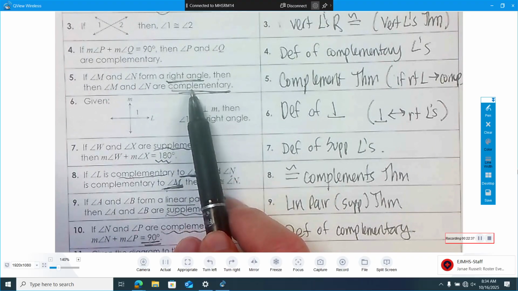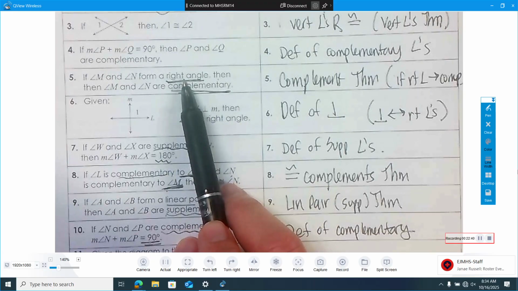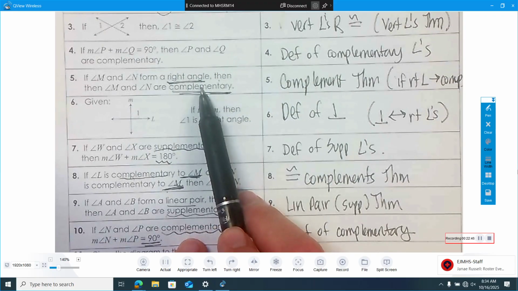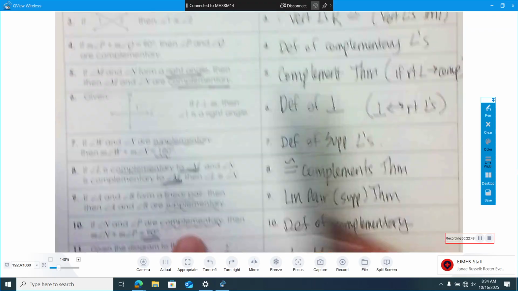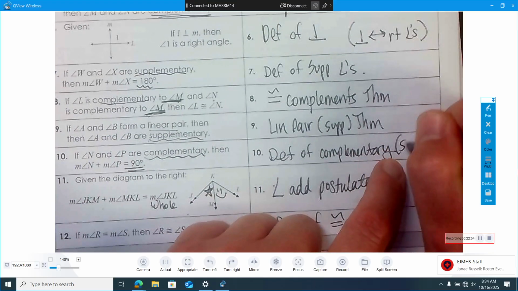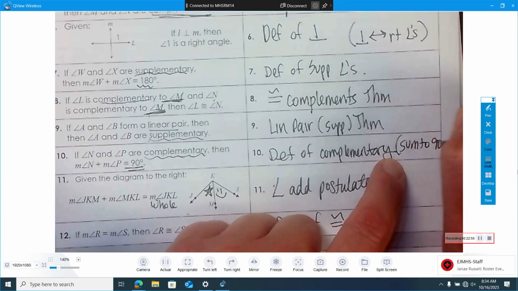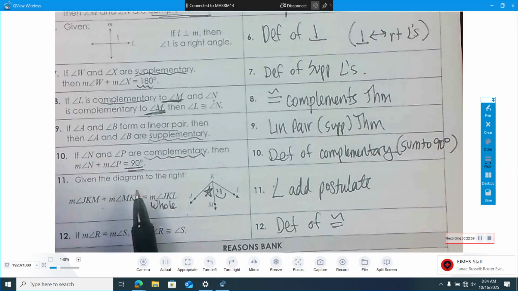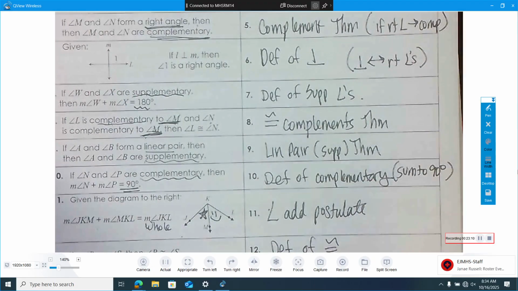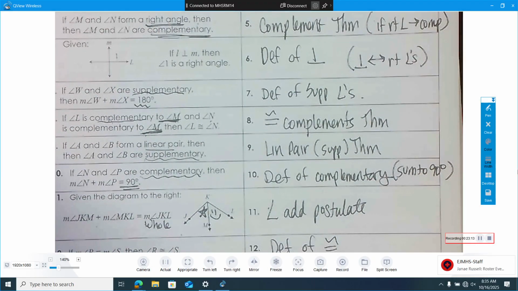The complement theorem compares right angles being complementary. So if they're right angles, then they're complementary. But the definition of complementary actually means that they sum to 90 degrees. They tell us that complementary means that they're going to add to be 90 degrees. And so it sort of seems like if they're right angles, could they then get to 90 degrees? We have to do it in two steps, actually.